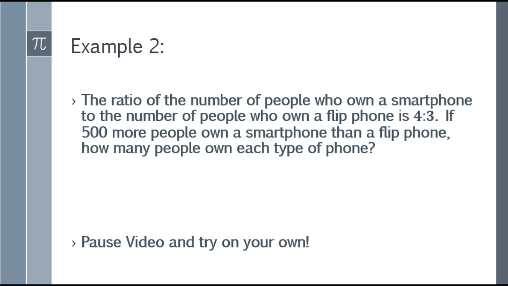Example 2. The ratio of the number of people who own a smartphone to the number of people who own a flip phone is 4 to 3. If 500 more people own a smartphone than a flip phone, how many people own each type of phone? Pause video and try on your own.